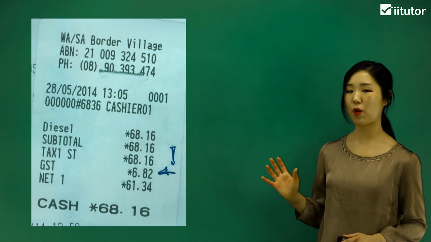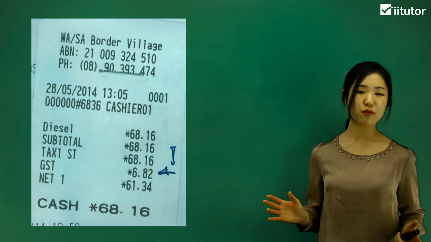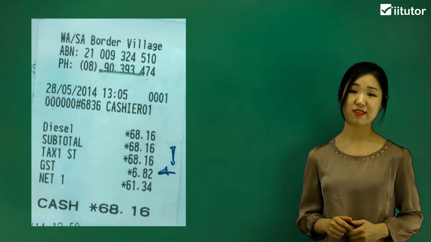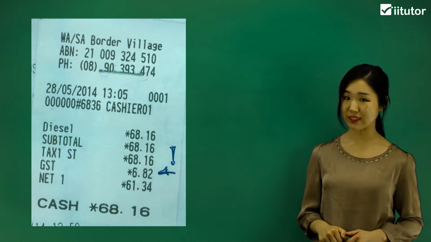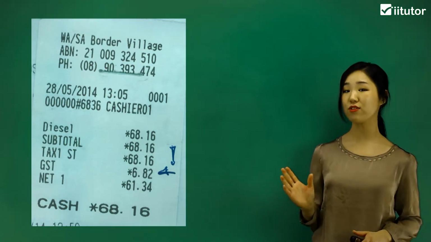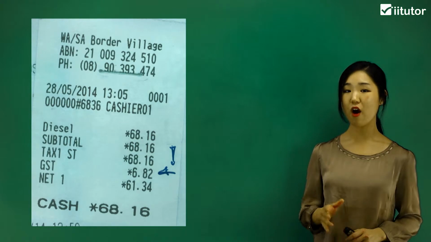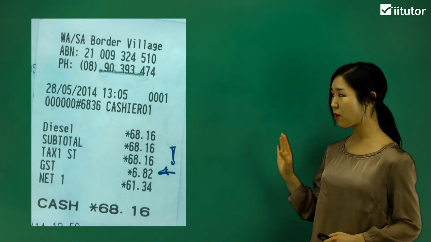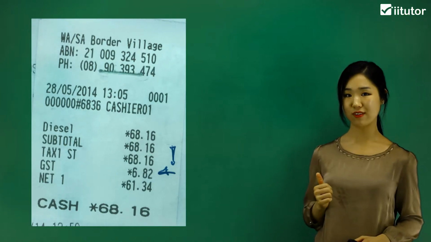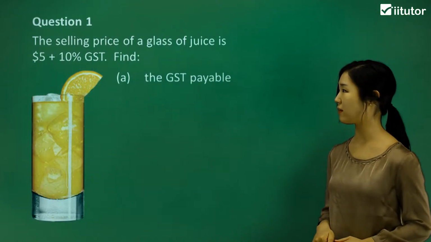So that's something that we pay on top of all the goods and services, the initial price that we have to pay. But we also have GST included. So remember, GST, goods and services tax, is 10% of the price of the item or service. So let's try and apply that knowledge to the questions. So we'll start straight on to question 1.